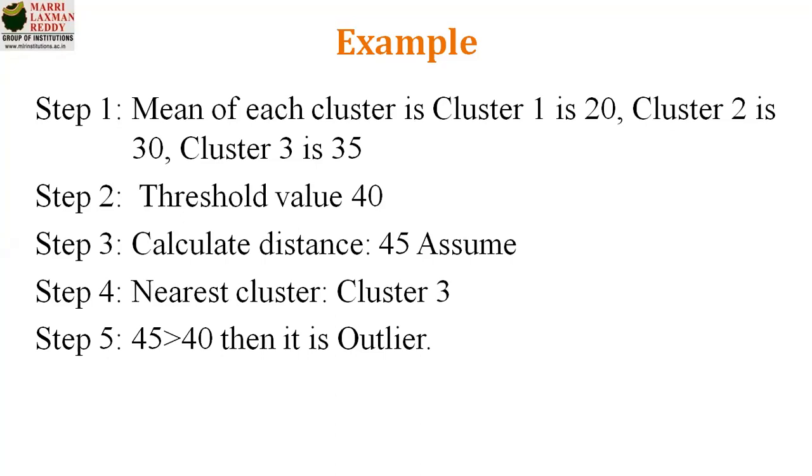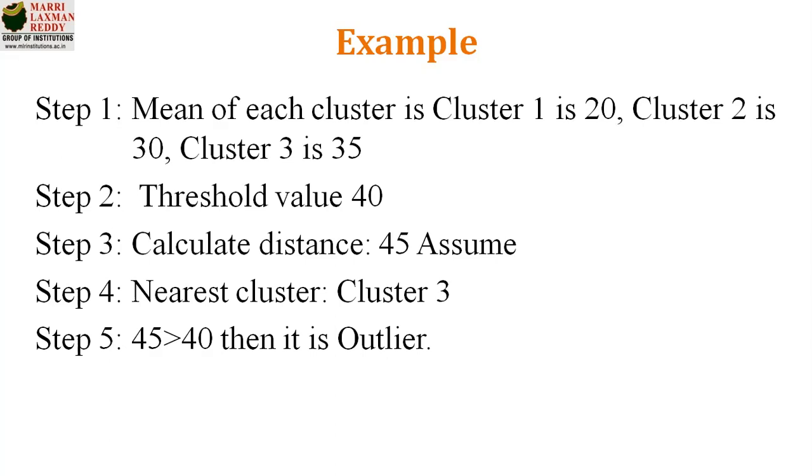So according to the algorithm, we are going to identify three clusters and calculate their means. We can see here I have three clusters: cluster 1's mean is 20, cluster 2's mean is 30, cluster 3's mean is 35. So initially we have computed the cluster means by using the mean formula, and we have obtained three different means. In step 2, we need to take the random threshold value. So I am saying that the random threshold value is equal to 40.